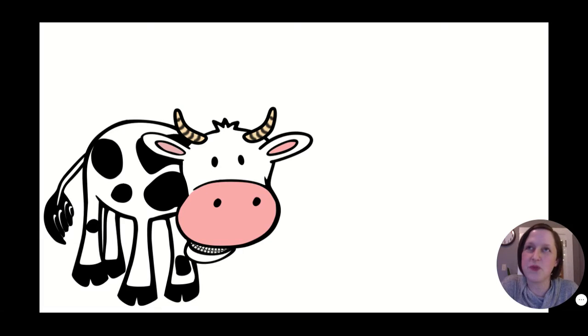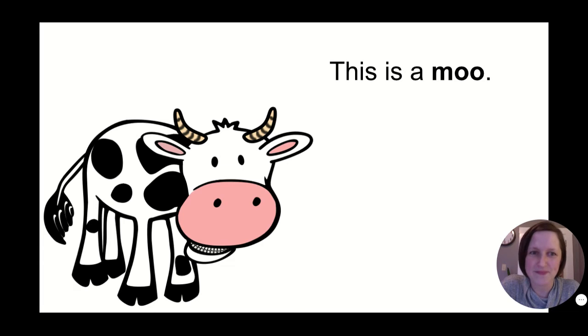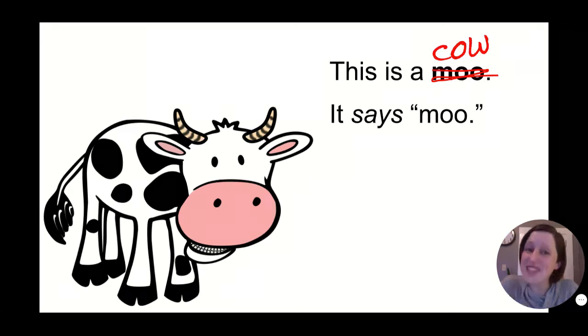Let's talk about the difference between what notes are called and the rhythm syllable, the sound we use to count that rhythm. What does this have to do with this picture, you may ask? Well, let's talk about that. This is a moo. No, it's not, right? This is a cow, and it says moo. There's a difference between the name of the animal and the sound that it makes.